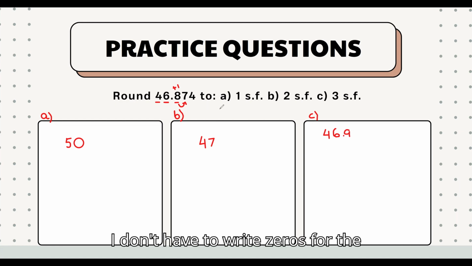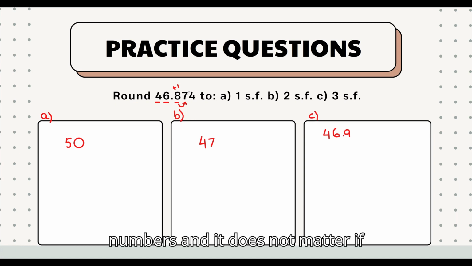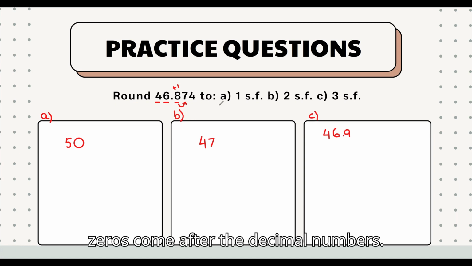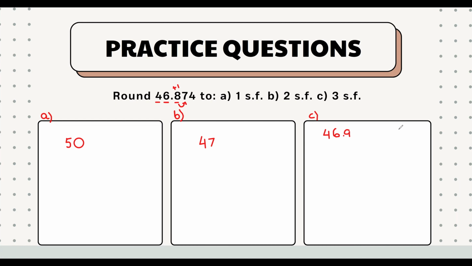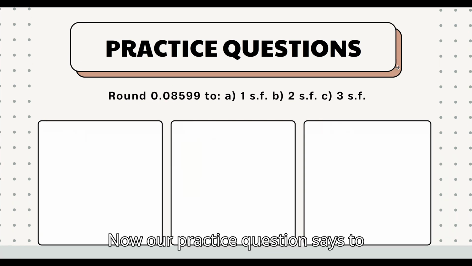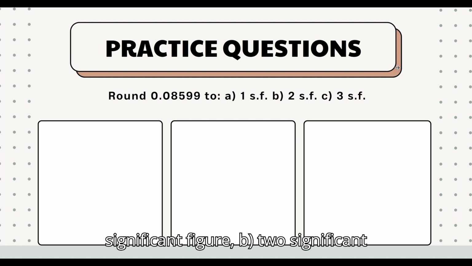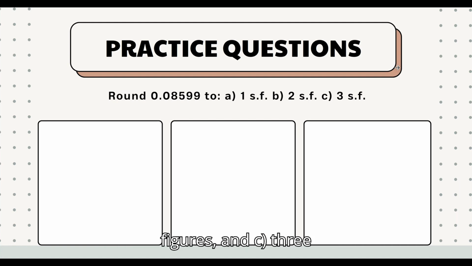I don't have to write zeros for the places of 7 and 4 because they're decimal numbers, and it does not matter if zeros come after the decimal numbers. Now let's move on. Now our practice question says to round 0.08599 to A, 1 significant figure, B, 2 significant figures, and C, 3 significant figures. So let's start with part A.